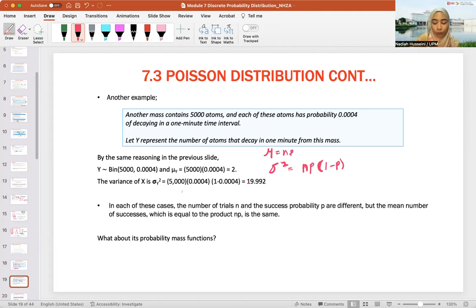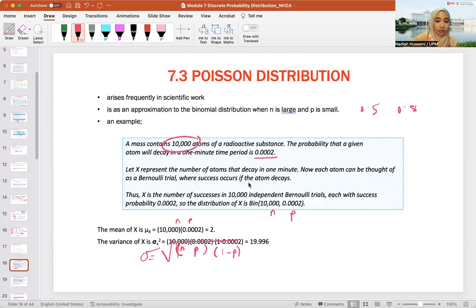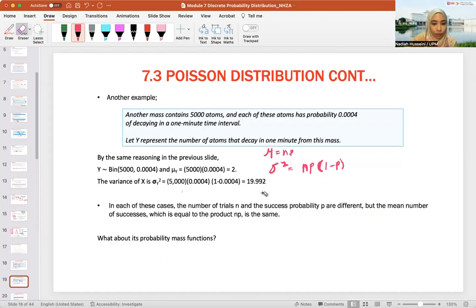Now let's compare with our previous example. Did we get the same answer? The mean is 2 and the variance is 19.996. So it looks the same, right? In each of these cases, the number of trials N and the success probability are different. This is 5,000, the previous one was 10,000. This is 0.004, the previous one was 0.002. But the mean number of successes, NP, is the same.